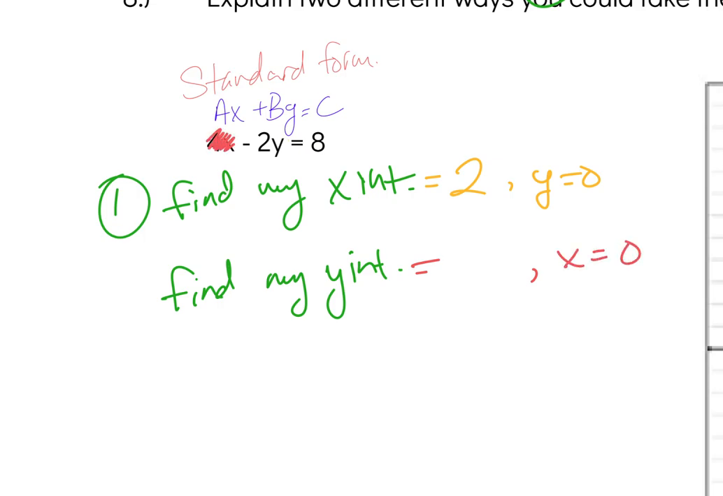So there's me covering up my x. Why am I covering it up? Because when you plug in 0, it's nothing. 4 times 0 is nothing. 0 minus 2y is minus 2y. And then I solve by dividing by -2, and I get -4.